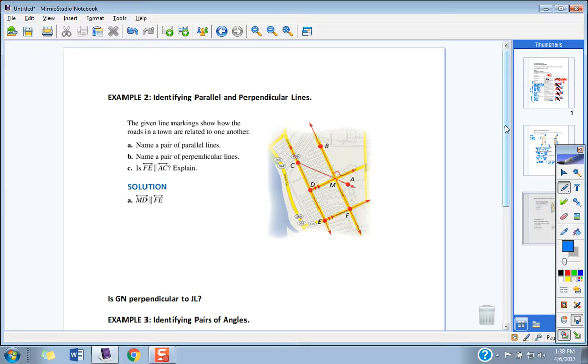So in part A, I'm going to say, hey, we know that line DM is parallel to line EF, because these 2 symbols right here indicate that my lines are parallel. Now, guys, I had originally given you the solution. I had MD parallel to FE. Is this the same exact thing? Yeah. It is. We just switched the order on them, didn't we?